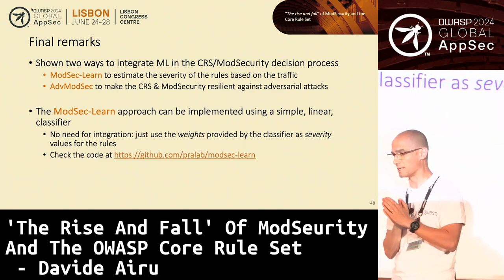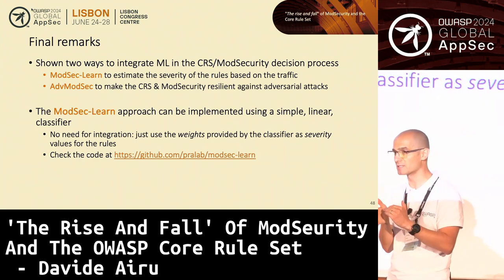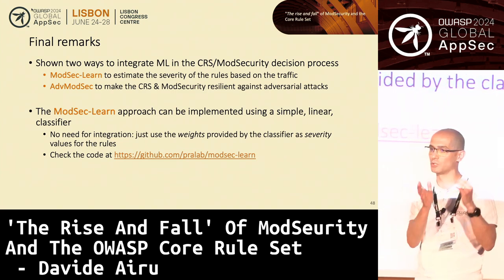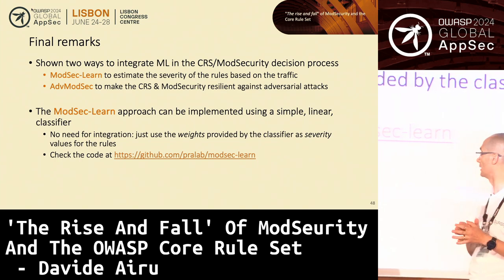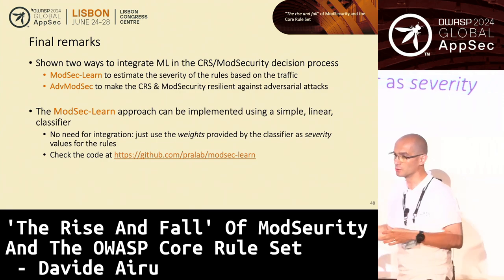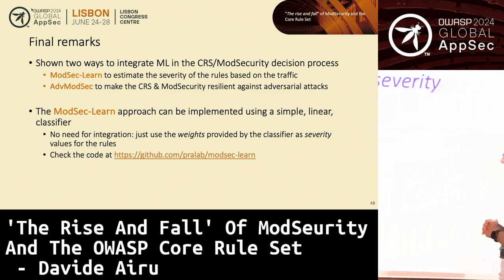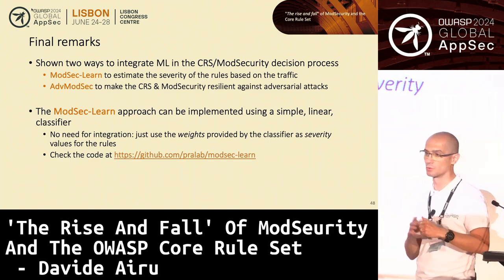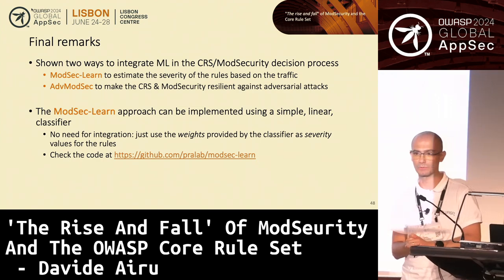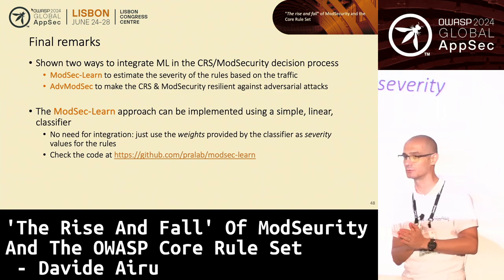This means that we are trying to ensure that those performances are guaranteed even when there is someone who is deliberately trying to evade the web application firewall. We are sharing the code for the first part of the evaluation. So that's almost it, and thanks for your attention. If there is any question, I will be really glad to take them.